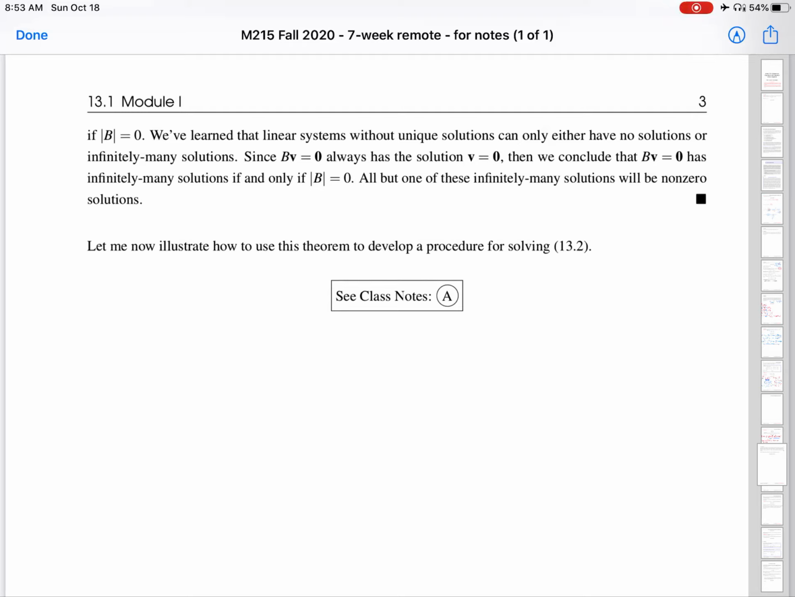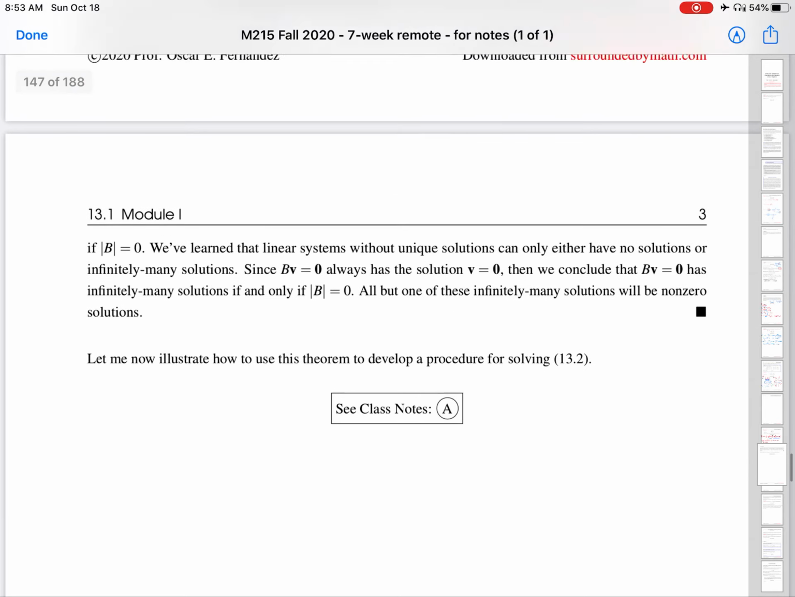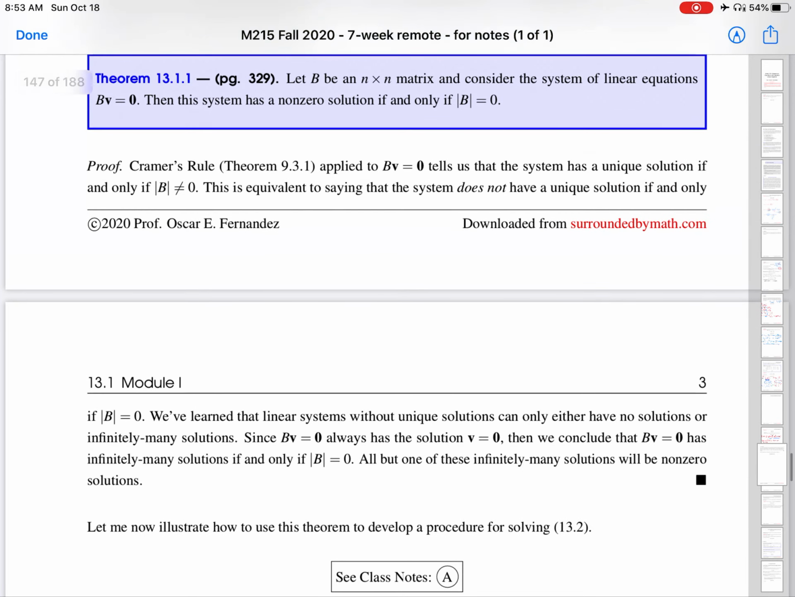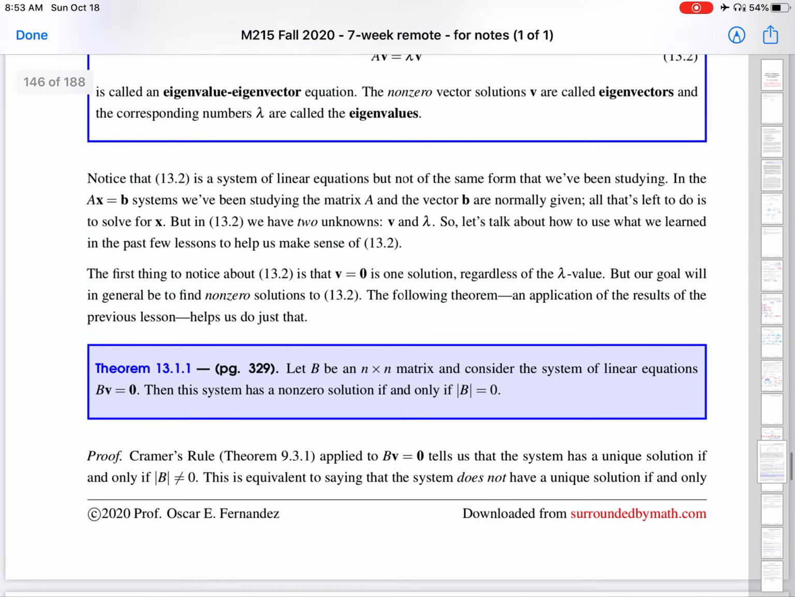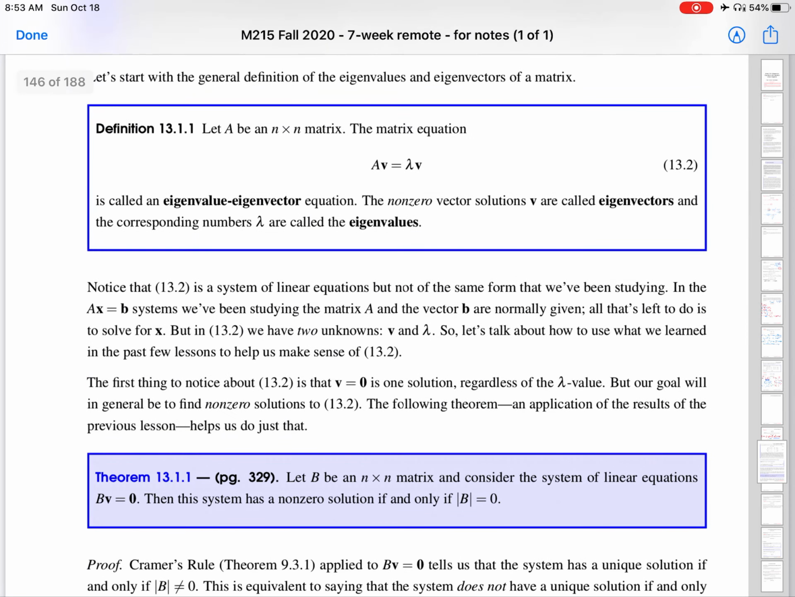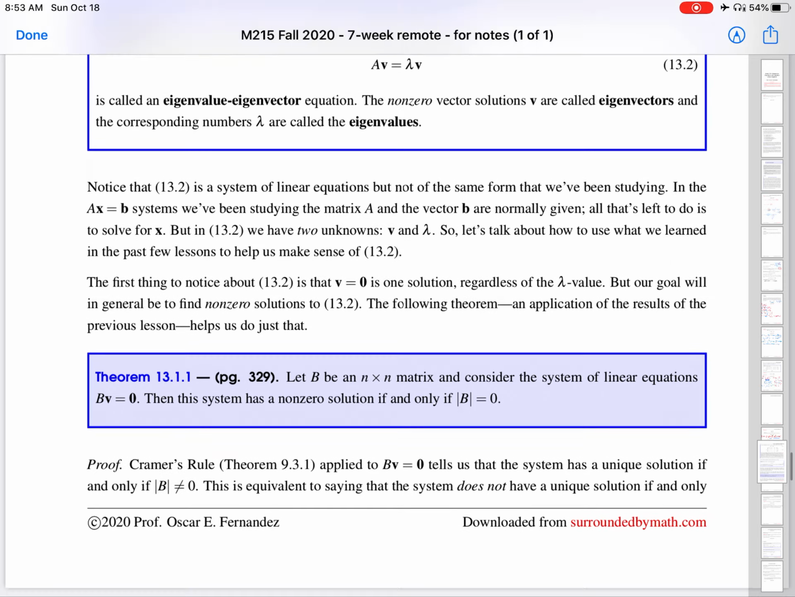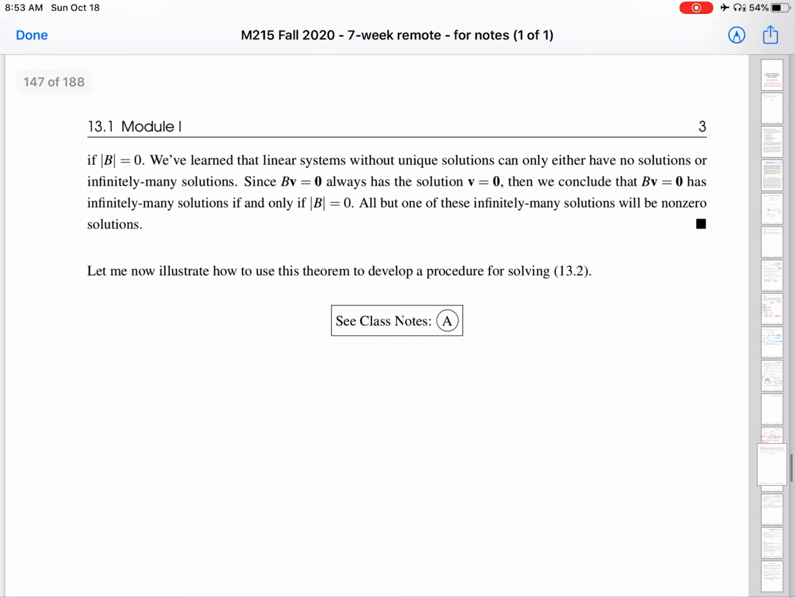We're going to work on class notes A in lesson 13. The point of this class notes is to, as it says right above it, illustrate how to use the theorem. I'm going to scroll up here, theorem 13.1.1, to develop a procedure for solving equation 13.2. This is the eigenvalue eigenvector equation. So let's get started.